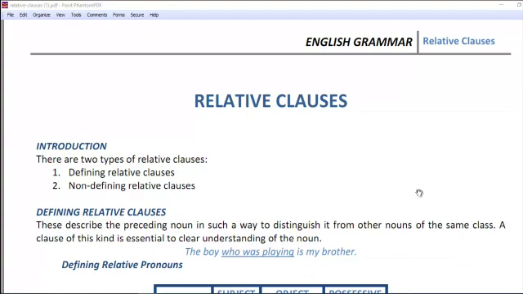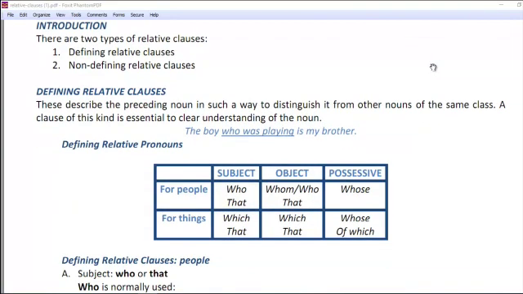In this lecture, we are going to explain the relative clause. First of all, we have many kinds of relative clause. Okay, let's see the first type, or the first one.